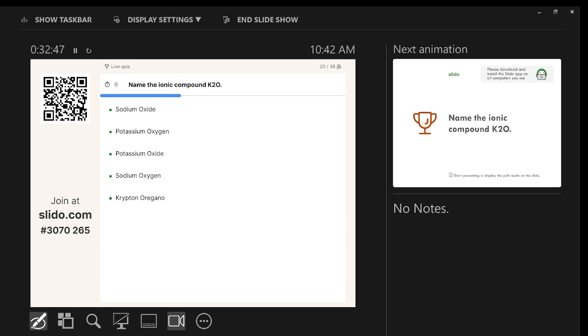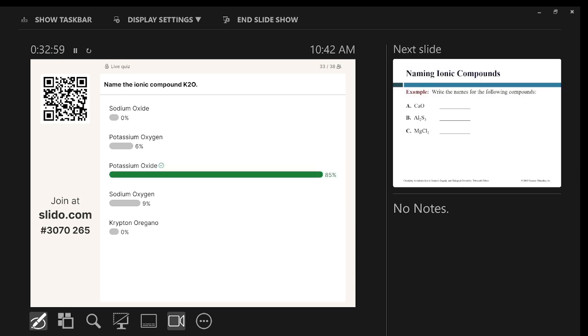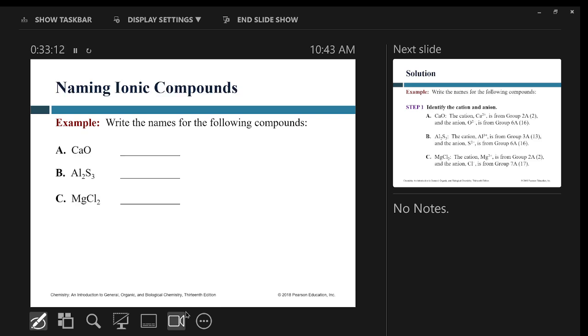Krypton oregano. Great. A is potassium. You guys like that? Oh, nobody answered it. Krypton oregano, I like that. You know, the funny thing is, krypton actually is an actual element. It's on the periodic table.